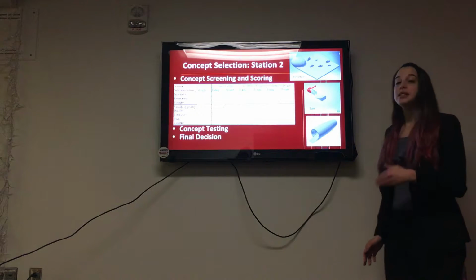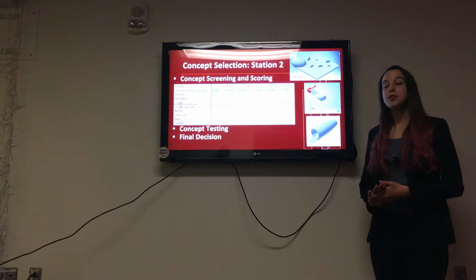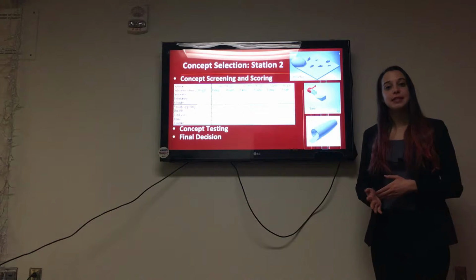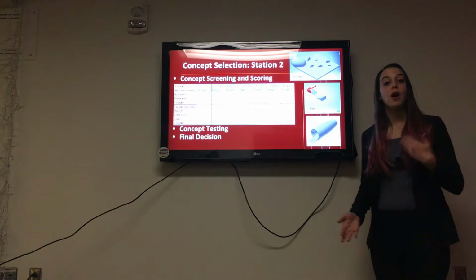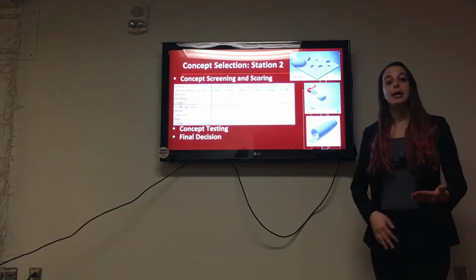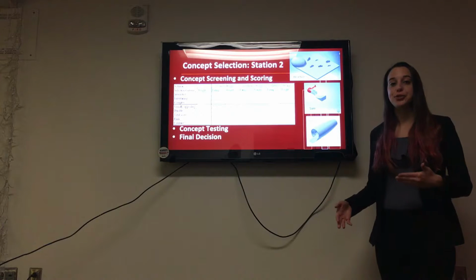We only decided to continue one of our solutions for this station for several reasons. As you can see by the components involved in our solutions, they are much more complex than in the first station, requiring much more time and resources to create.